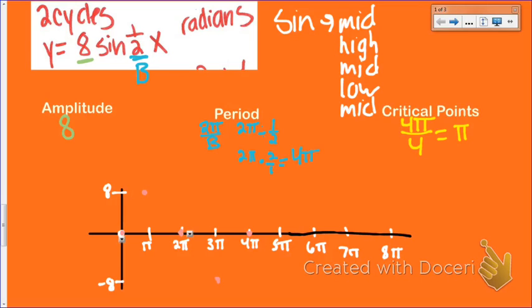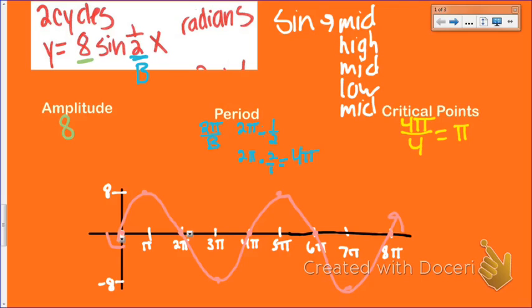Let me extend that line a little bit. So now I'm going to finish filling in my graph. It goes from middle to high, to middle to low, and back to middle. I'm going to connect my dots. There's 1 cycle, and there's 2 cycles. So there are 2 cycles of my sine wave.